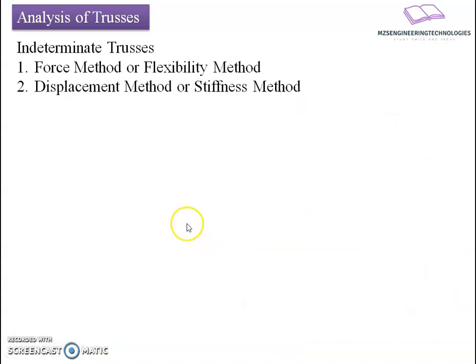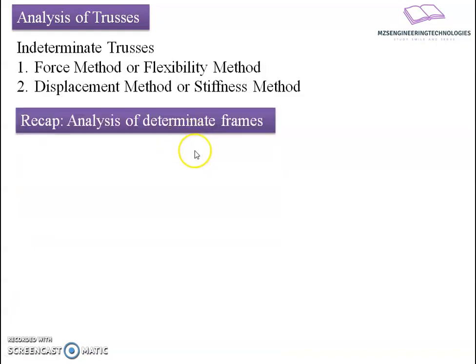Now analysis of indeterminate trusses can be done with the help of the force method or flexibility method. The second one is the displacement method, also called the stiffness method. It depends upon the stiffness of the member and how much flexibility the member possesses. We will see this in later upcoming lectures. Before that, we'll have a recap of the determinate trusses, as the university demands analysis of determinate and indeterminate frames. We'll have a recap of what we have done in basic engineering mechanics and other courses.